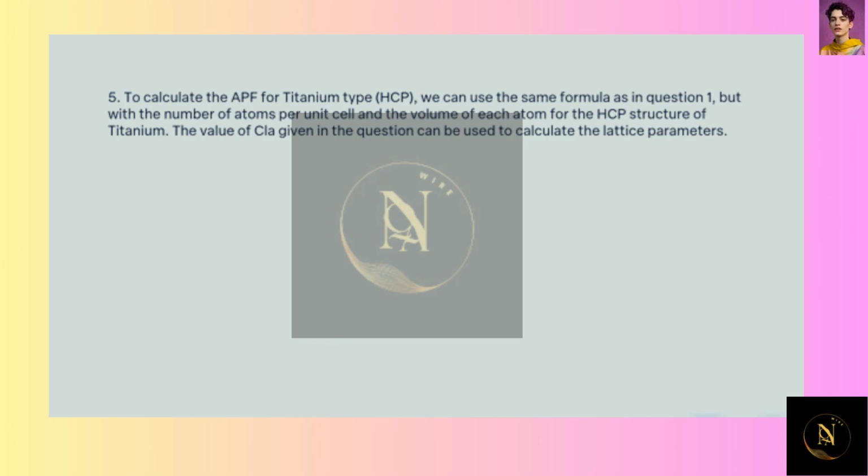5. To calculate the APF for titanium type HCP, we can use the same formula as in question 1, but with the number of atoms per unit cell and the volume of each atom for the HCP structure of titanium. The value of c/a given in the question can be used to calculate the lattice parameters.